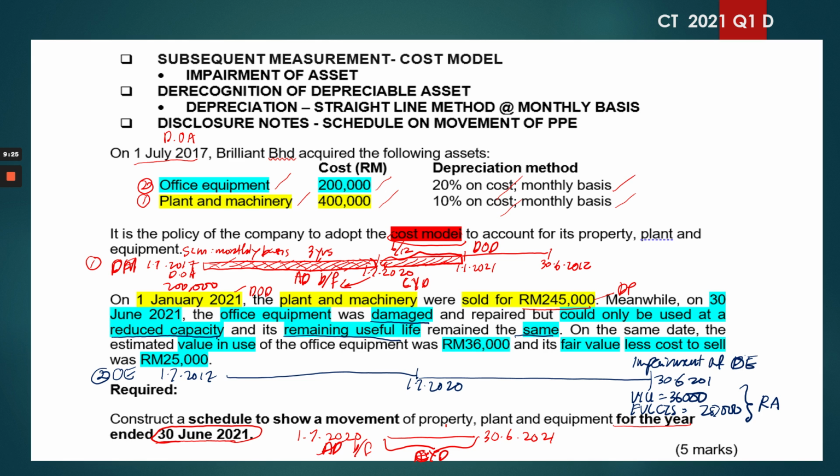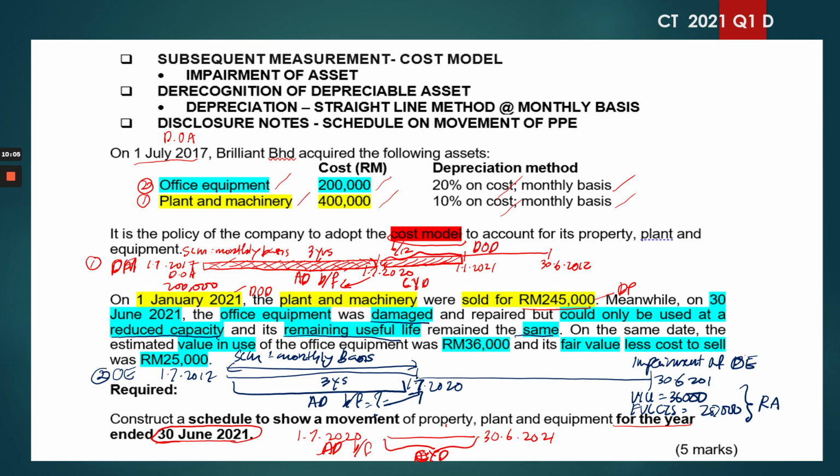office equipment. So we need to find out what is the accumulated depreciation using straight line method, monthly basis, and we need to find out for these 3 years what is your accumulated depreciation brought forward as at this date again, which is as at 1st of July 2020. We need to find out that to be able to prepare the PPE notes for the year ended 30th June 2021.